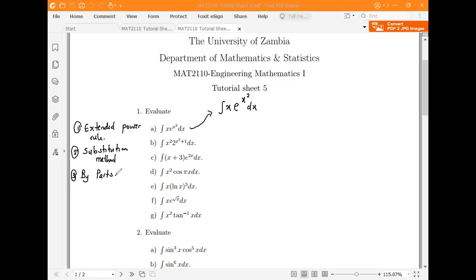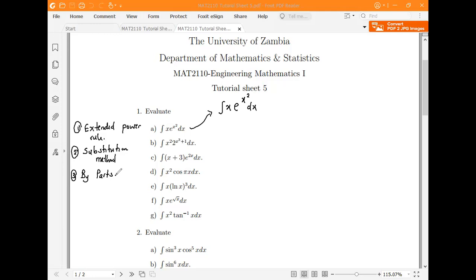Now, if you look at this question 1a, is it extended power rule? The power is also a function, so it can't be said to have. Okay. So let's try, can it be substitution?